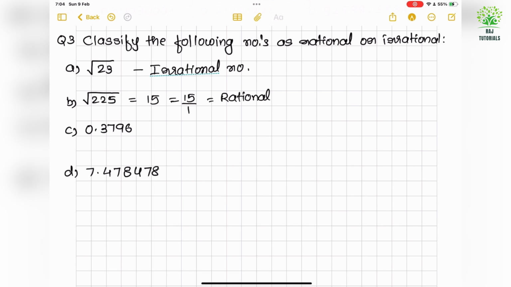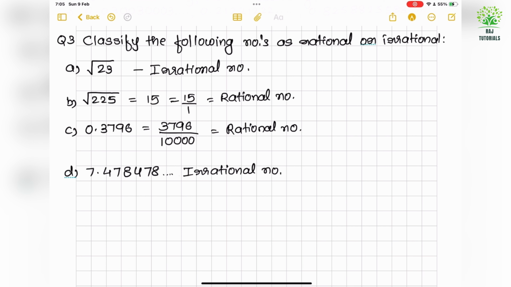Third one is 0.3796. See, 3796 upon 1 and 4 zeros, if I put, it will be in p by q form. So this is nothing but a rational number. Now, the next one is 7.478478 dot dot dot. So it is not ending. So I can directly say it is an irrational number.